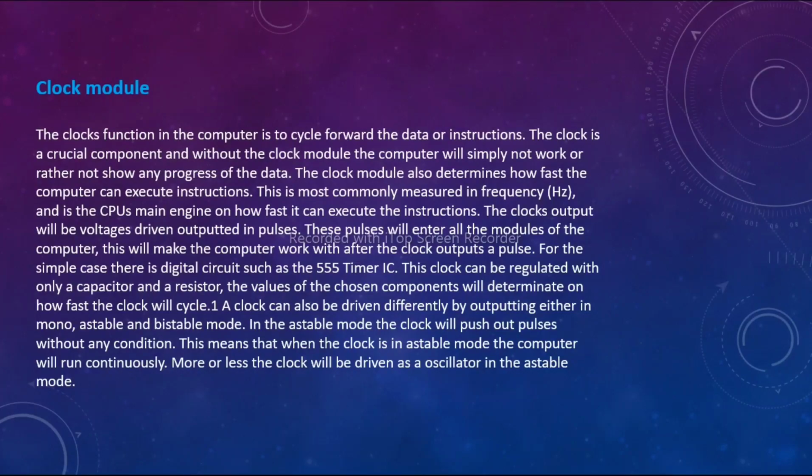A clock can also be driven differently by outputting in either monostable, astable, or bistable mode. In the astable mode, the clock will push without any conditions. This means that when the clock is in astable mode, the computer runs continuously. More or less, the clock will be driven as an oscillator in the astable mode.